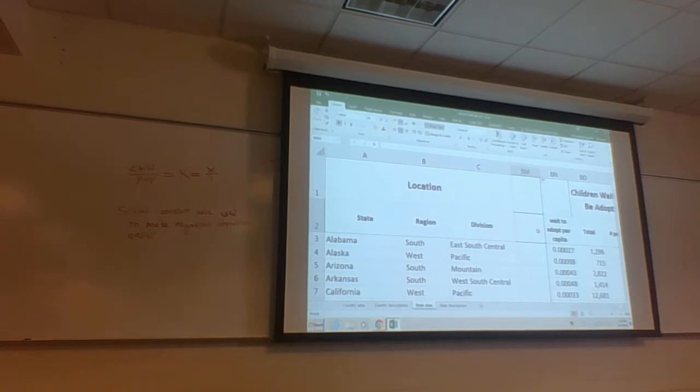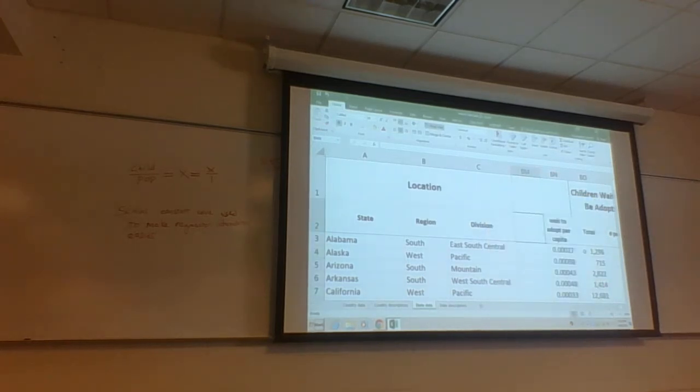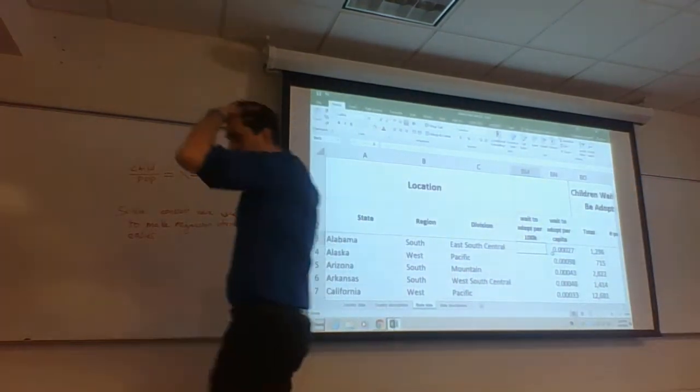Let's reproduce what I have over here, 400,000. Reproduce it over here. So I'm going to remove that line, there we go. We're looking at children waiting to adopt per 100K. That's this one, per 100K. How would I do that? That's the numbers we got.